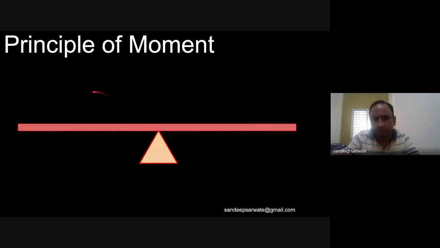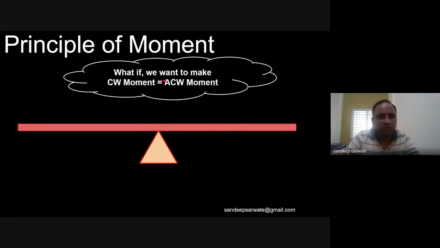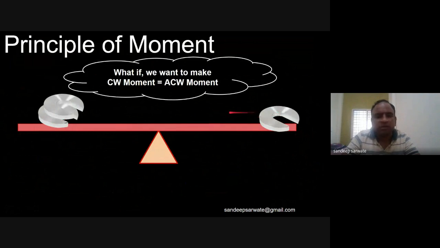What I want now is to make this rod balanced despite putting different weights on either side of the fulcrum. That is, I want the clockwise moment to be equal to the anti-clockwise moment. You can see in this picture, despite having different weights on both sides of the fulcrum, I am still having the balancing of this rod. So principle of moments deals with this kind of condition.